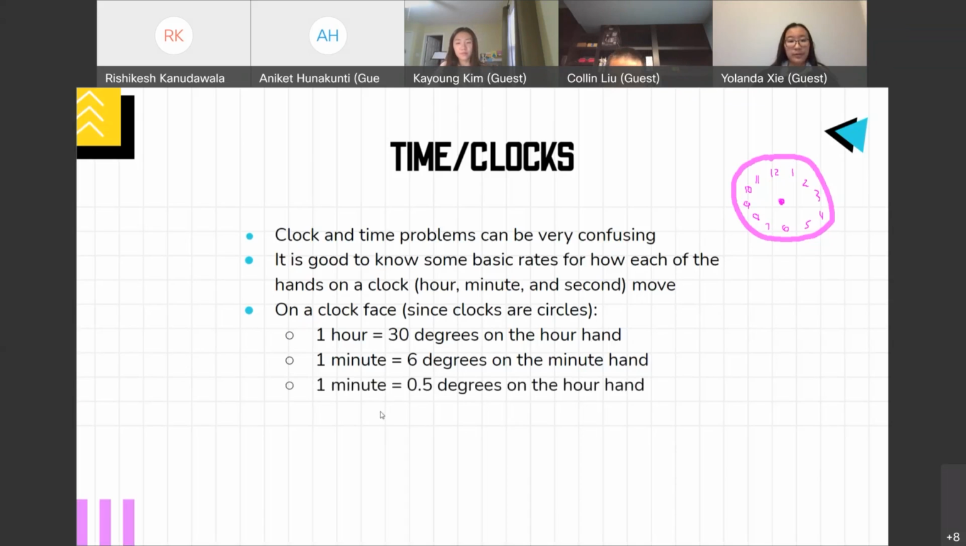Okay, so next one. 1 minute equals 0.5 degrees on the hour hand. You know that 1 hour is 30 degrees on the hour hand, and there are 60 minutes in 1 hour. So you do 30 divided by 60 equals 0.5. But if the reasoning behind why these numbers is confusing you a bit, it's fine to just not think about it too much and just write down these ratios for now. You'll definitely figure it out later.